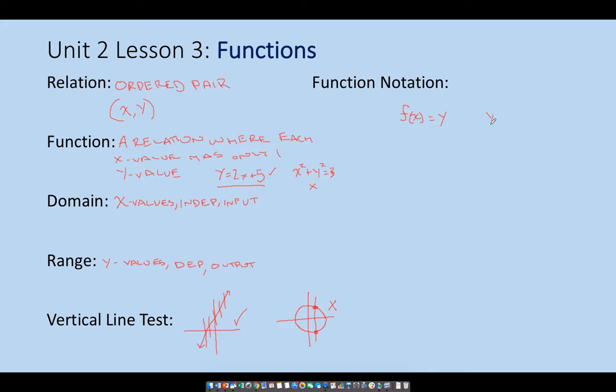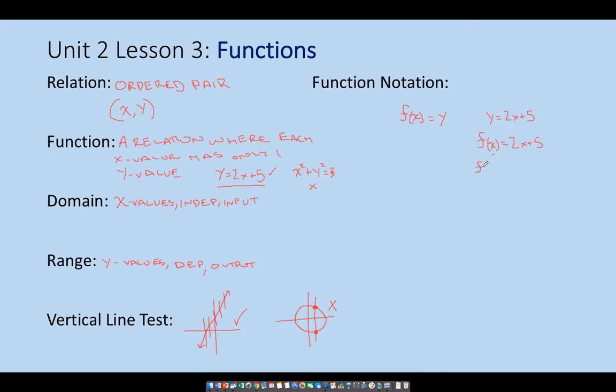So if I had something like y equals 2x plus 5 and I wanted to write this in function notation, well, I could simply say f of x equals 2x plus 5. The benefit to doing f of x instead of, say, y, is because whatever variable is in here is the variable that you put in on the other side.